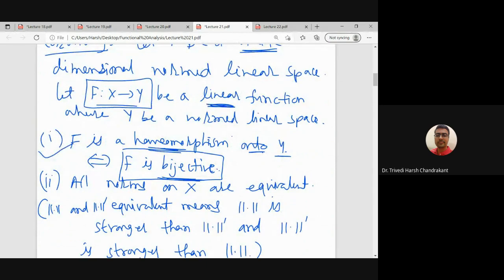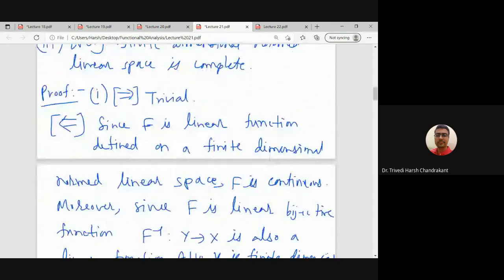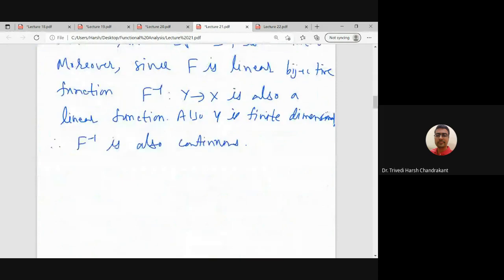So you take any function f from some normed linear space X, which is finite dimensional, to a normed linear space Y. It's bijective, but it is not a homomorphism. So yeah, try that example. Linearity is very important here. Without linearity, we cannot get the first part.